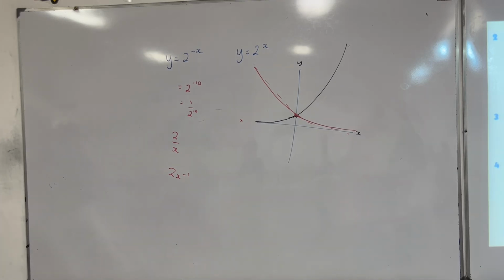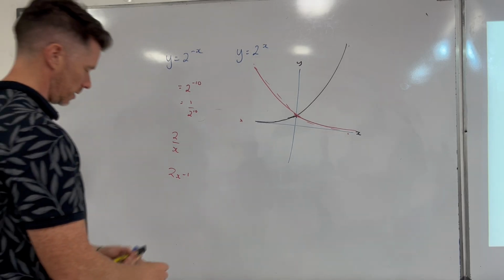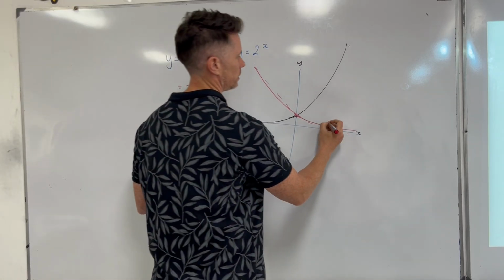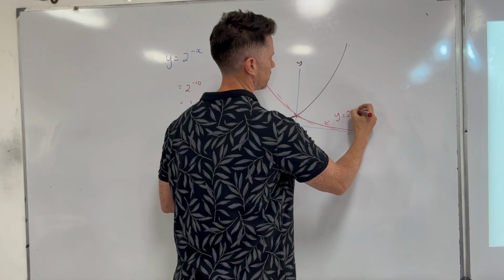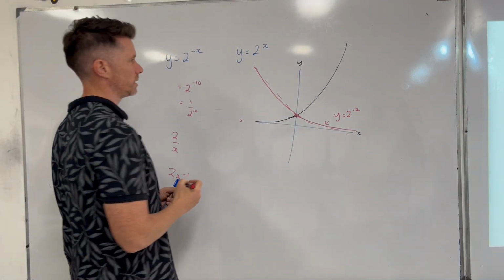Let's look at a specific question then. Can we draw these? Whoa, don't look at that. That was cheating. Sketch the graph of 2 to the negative x minus 3. So we have 2 to the negative x here in red. That's y is equal to 2 to the negative x. What would 2 to the negative x minus 3 look like?